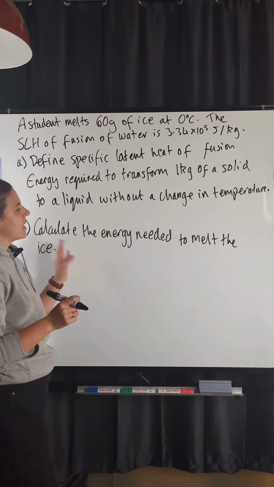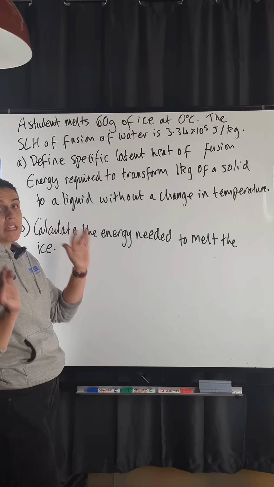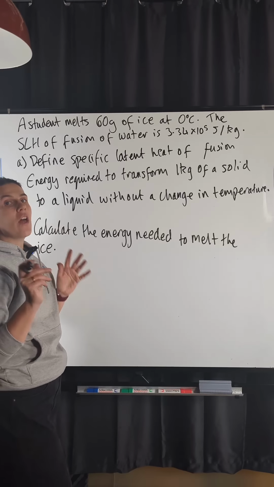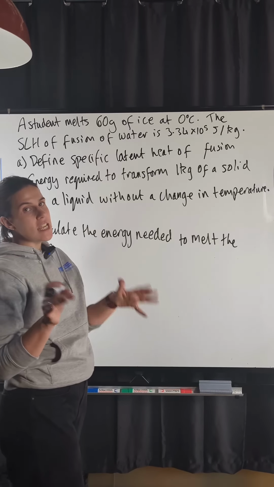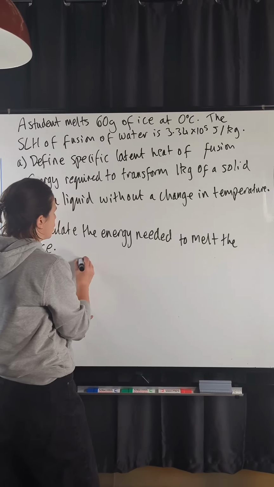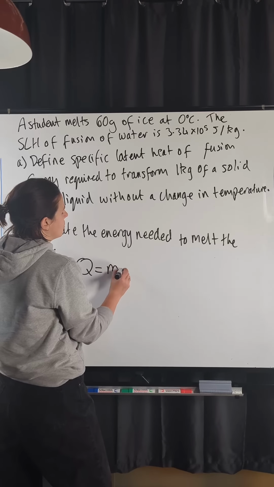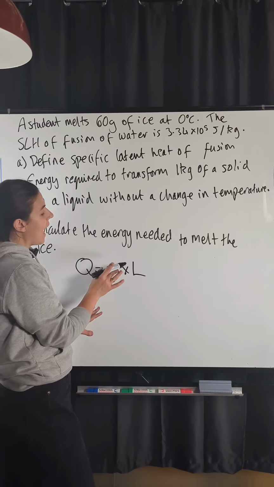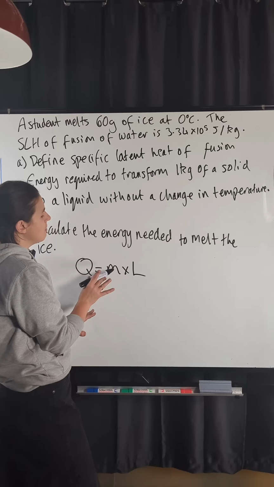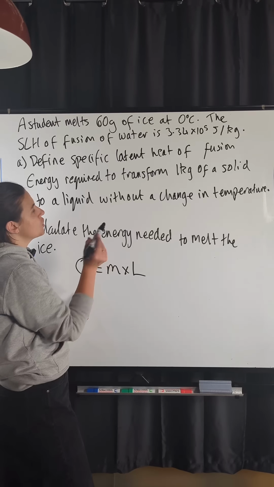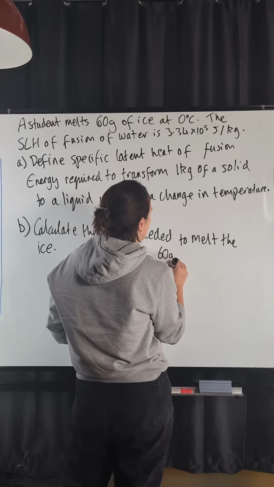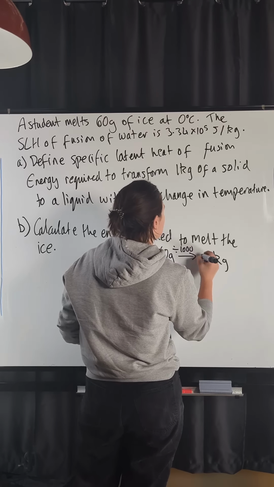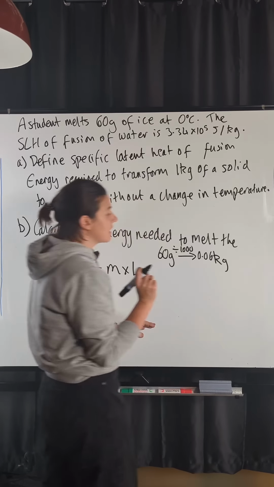Now, we need to calculate the energy needed to melt the ice. So we need to go back up to our 60 grams, because the equation to calculate the amount of energy needed to change the state of something is Q is equal to M multiplied by L. Q is the amount of energy, M is the mass, L is the specific latent heat, but this mass needs to be in kilograms. So I've got to turn 60 grams into kilograms by dividing by 1,000, which will give me an answer of 0.06 kilograms.